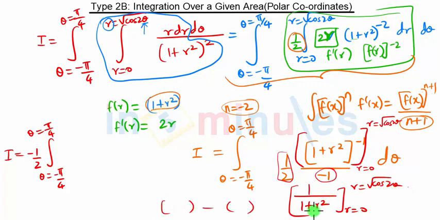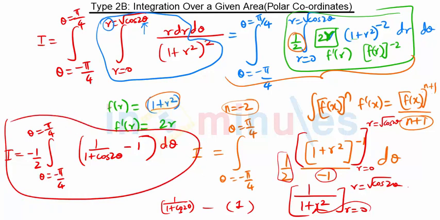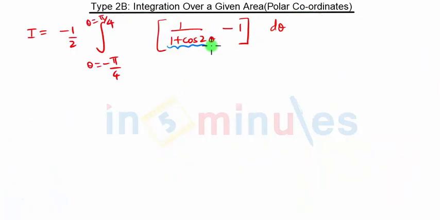Upper limit, when we put r equal to root of cos 2 theta, so r square will be cos 2 theta. So 1 upon 1 plus cos 2 theta. Minus, r equal to 0, when we put here we get 1. So here in the bracket we have 1 upon 1 plus cos 2 theta minus 1 into d theta. So now consider this integration. So here we are going to substitute this term.